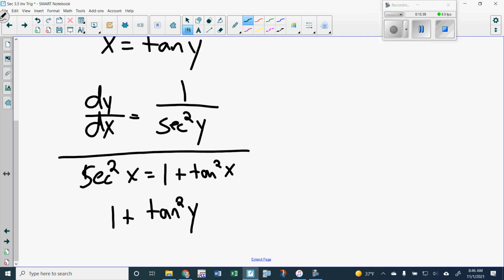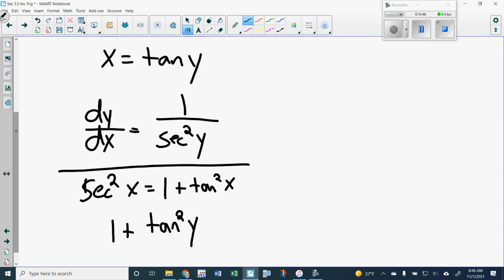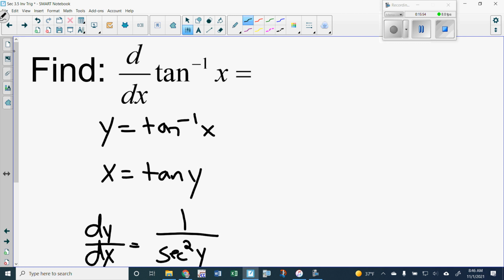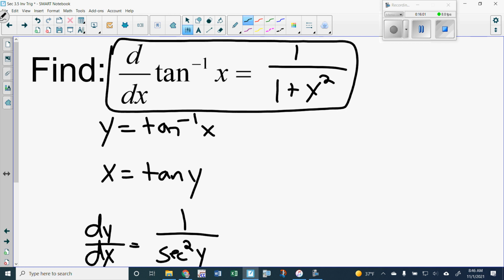So what is tangent of y? What is sine over tangent of y? X. X. So this is just 1 plus x squared. So that is our derivative. The derivative of inverse tangent is 1 over 1 plus x squared.